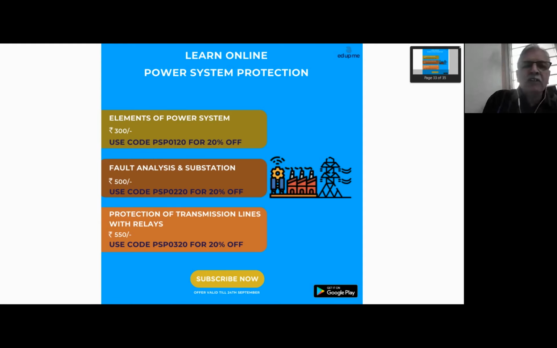And if 5 kilometer distance is there, then differential is not at all costly. Even carrier is not required. One can use wire pilots also in this case. I mean, that is also quite possible. And very good schemes of wire pilot are available in the market.